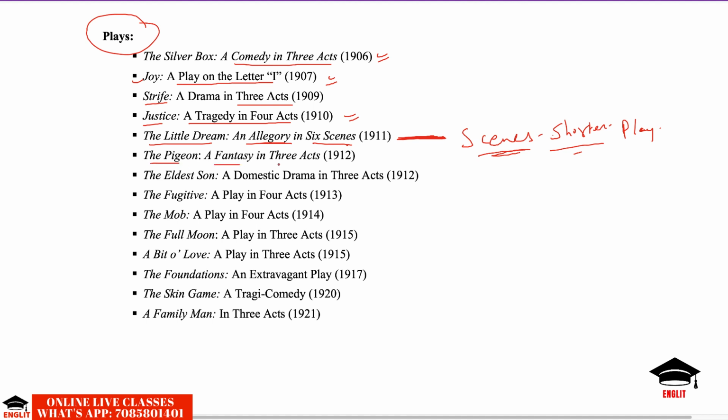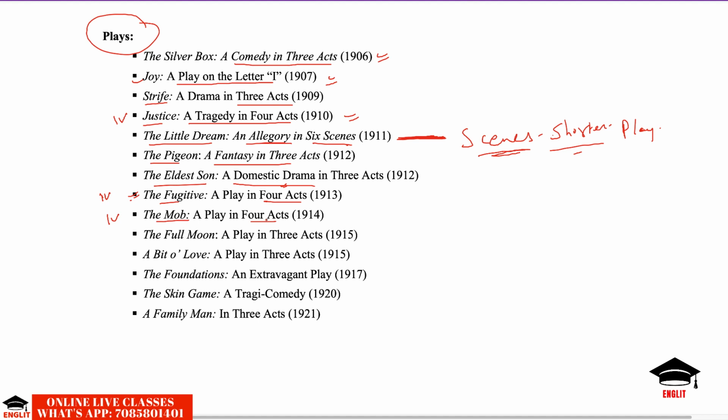Pigeon, a fantasy in 3 acts. Pigeon, that was converted by the island Pharisees. The Eldest Son, a domestic drama in 3 acts. So it is also important. Fugitive, a play in 4 acts. Mob, a play in 4 acts. So separate out the 4-act ones, it will be easy. This one is 4 acts, this one is 4 acts, and then Justice is 4 acts, and only these. One more there, we'll talk later on. Rest of the dramas, they are in 3 acts, or otherwise they are in scenes.